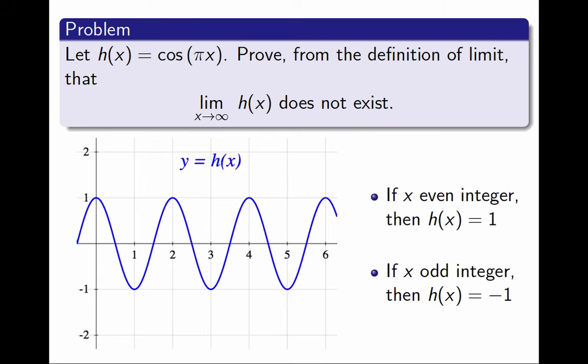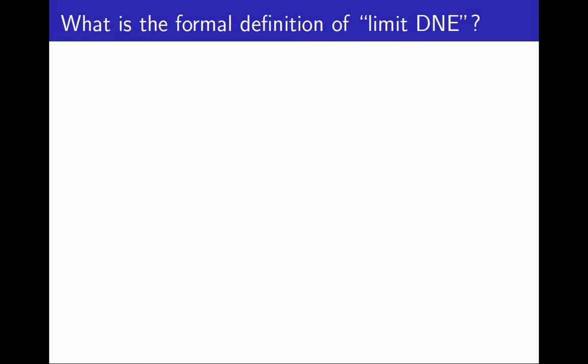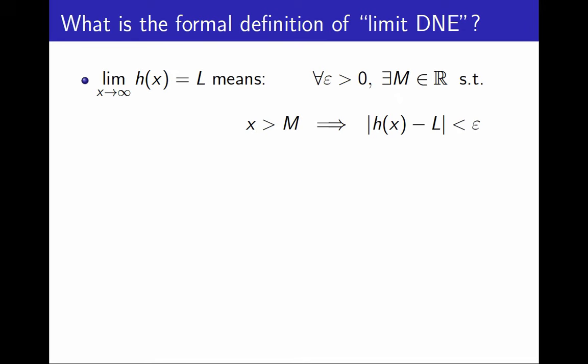If I want to prove that the limit does not exist, I need the formal definition of the limit does not exist. Let's figure it out. As a starting point, we know what it means that the limit as x approaches infinity of h of x is a number L. It is this statement. If you are not comfortable with this definition, watch the video where I came up with it. I will link it in the description.